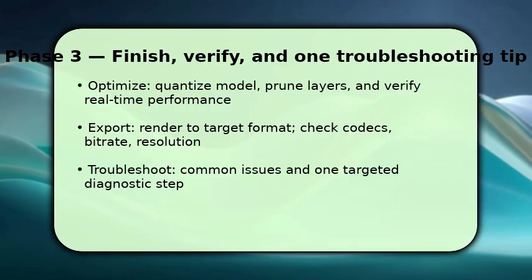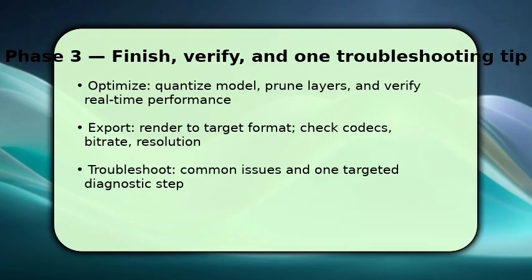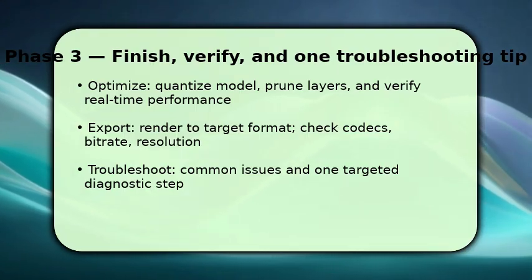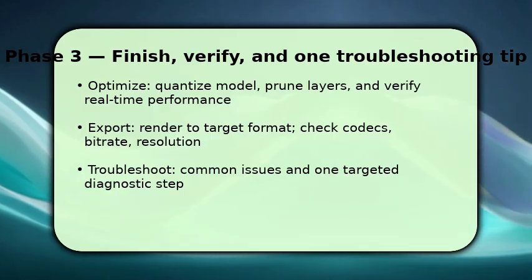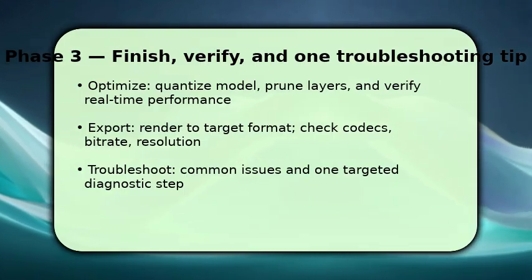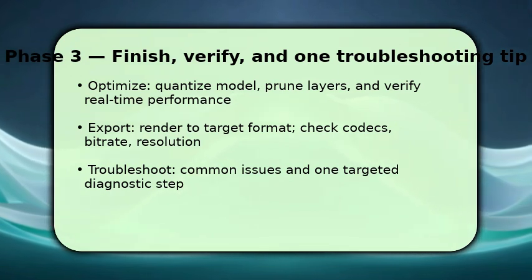If something breaks, like jittery frames or audio drift, replay the failing segment with logs and enable frame-level diagnostics. This single diagnostic step reveals pipeline timing mismatches or model stutter. Finally, document versions and packaging so you can reproduce the result.